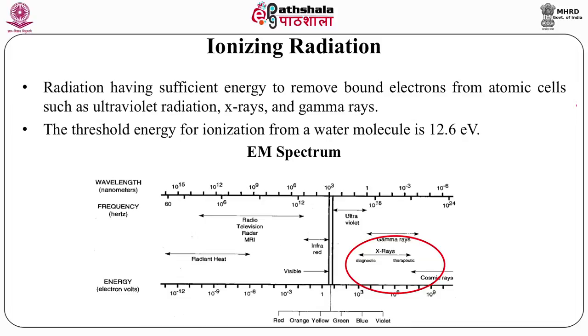Now, in the electromagnetic spectrum, starting right from radio waves up to cosmic waves, all is radiation. But not all of this radiation is ionizing radiation, as I was just discussing with you. It is only above the visible spectrum, that means starting from ultraviolet radiation, that we talk about ionizing radiation. Below this, there is radiation which is used in television, radar, MRI, and also forms of radio wave communication.